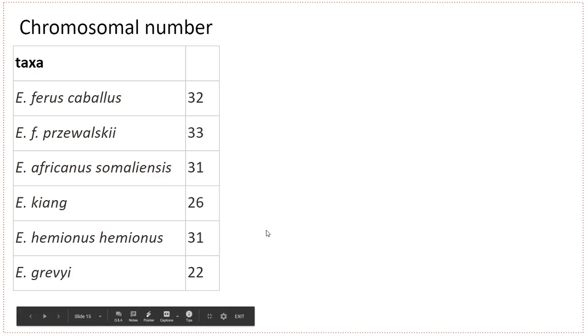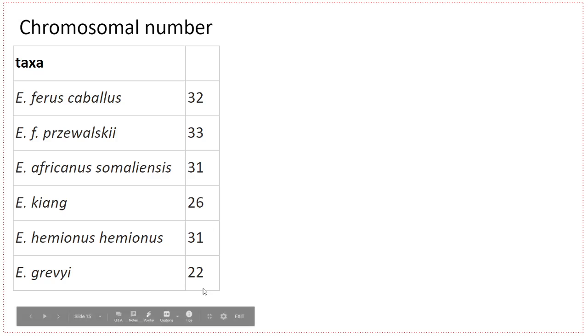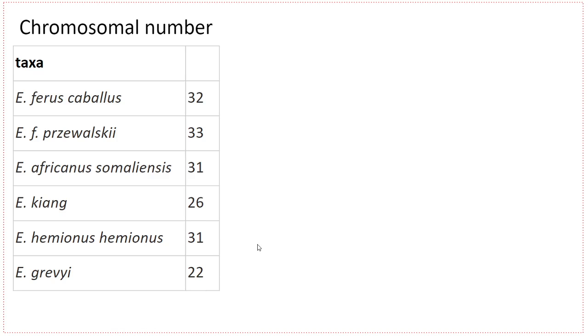Can you determine some relationships? Who's more closely related to who just by looking at this? Now, you can't necessarily draw total conclusions, but it can really help you determine who's more closely related to who just by looking at this. And this really made a big difference when evolutionary scientists were trying to determine who was related to who. Being able to look at the chromosomal number was a big thing.